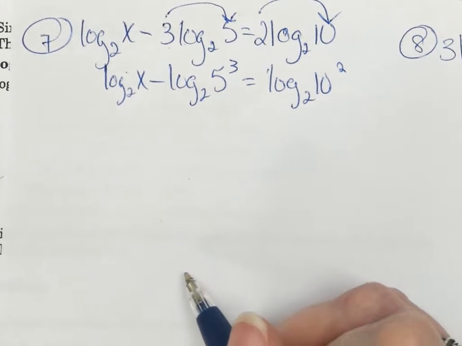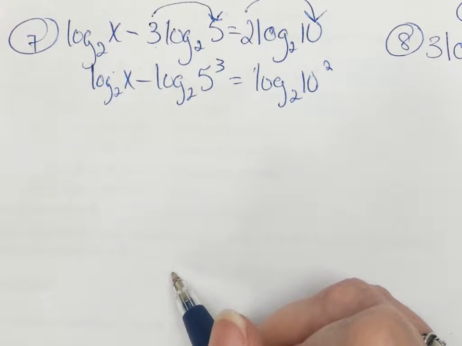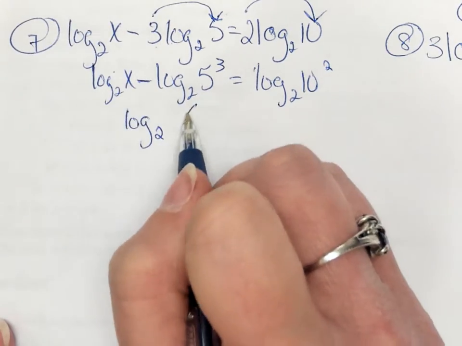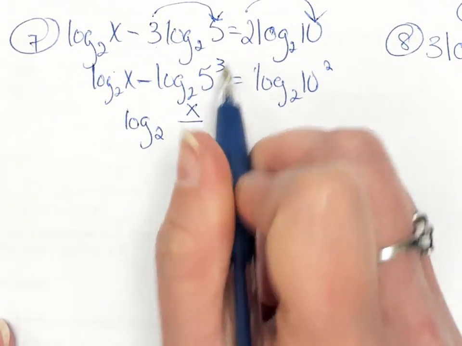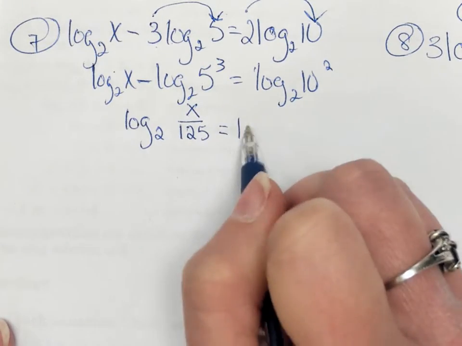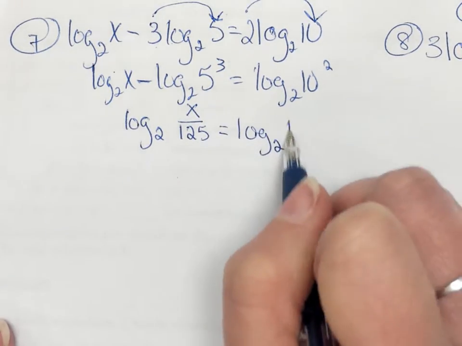Is homework done? No. X divided by, very good. Subtraction means divided by. So, x divided by, what's 5 to the third? 125. There you go. And then what's 10 to the second? There you go. All right.